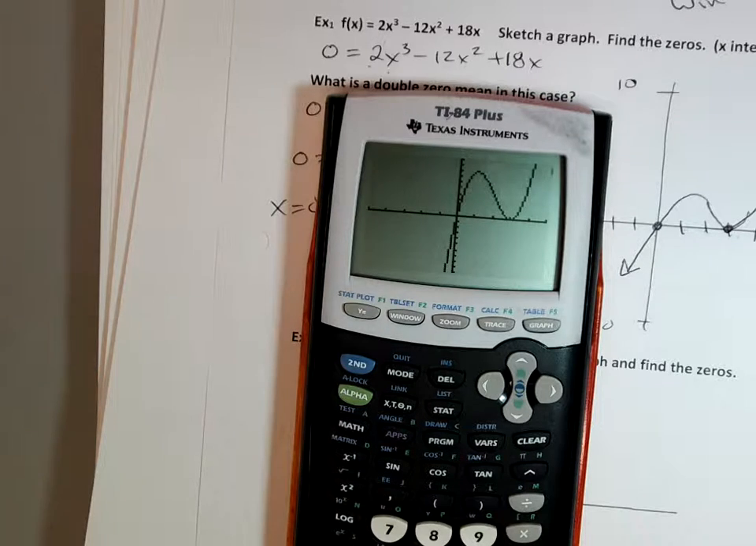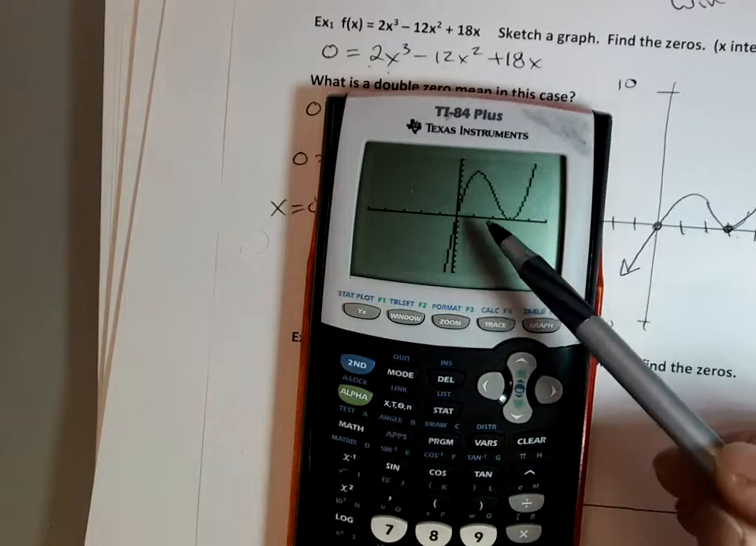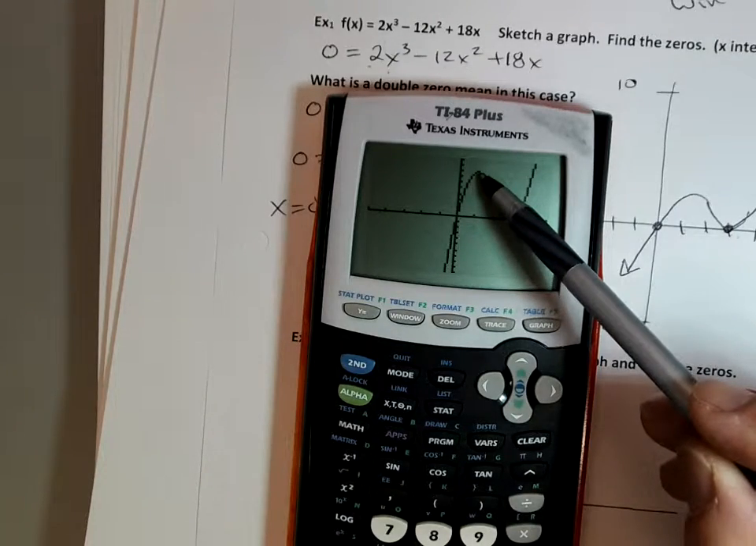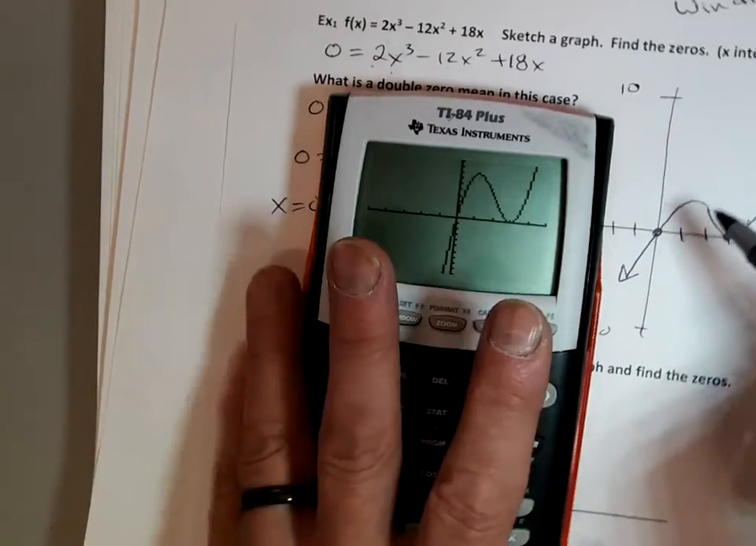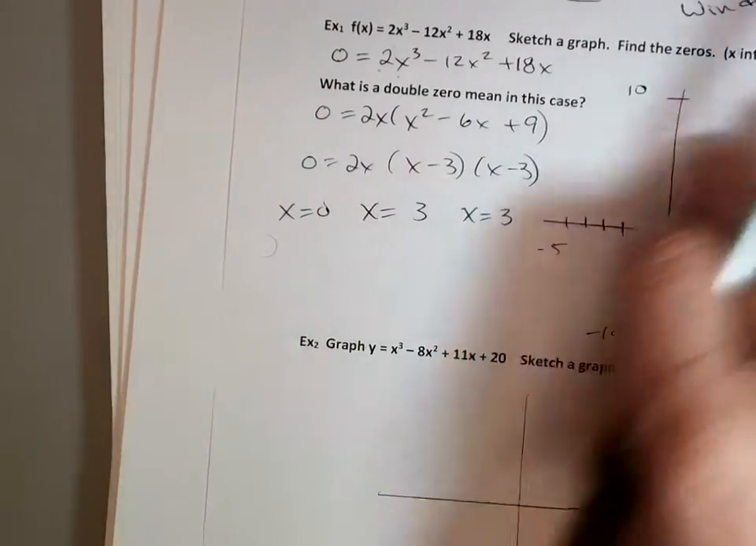Not a bad window, huh? It's actually a pretty good window. I like that window, okay? Looks like it goes up at about maybe 9, 8, something like that. So my graph would be a little bit taller, but I'm okay with what I have.